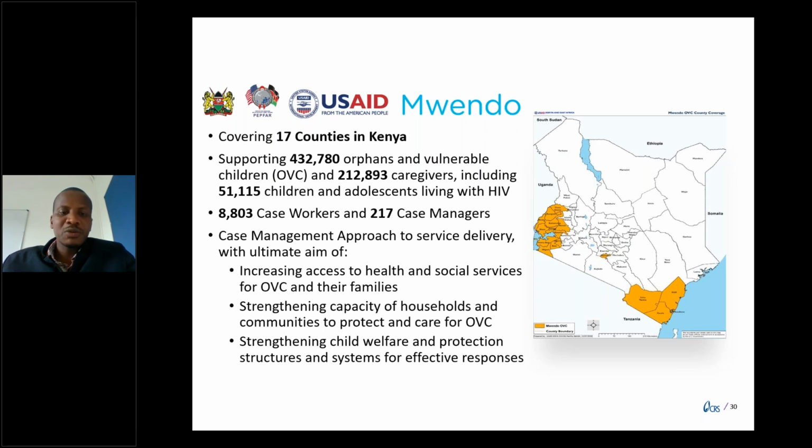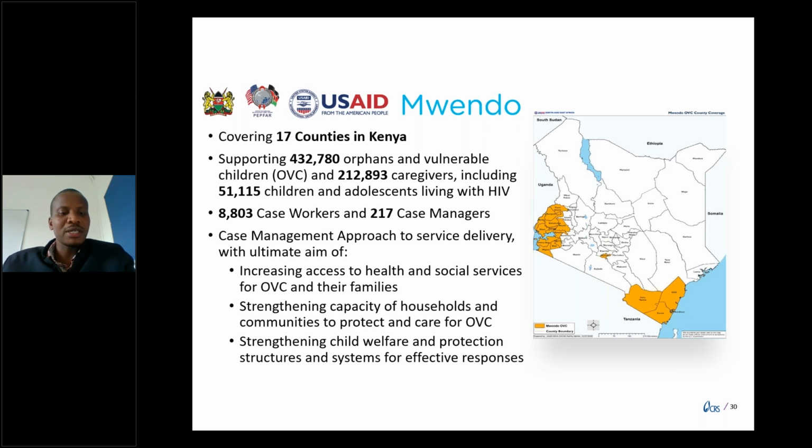So a brief background of Wendo. It's implemented in 17 counties in Kenya. You can see the map of Kenya there, and the areas that are shaded are where we are working. We are impacting the lives of 432,780 orphans and vulnerable children in 212,893 households.